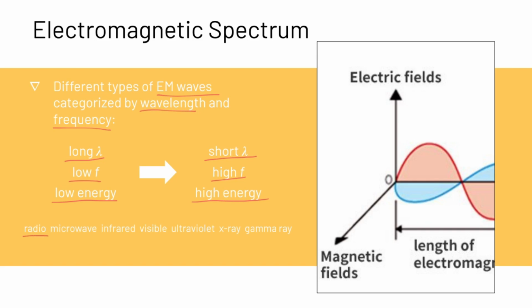We move on to microwaves, infrared light, then visible light. This is the light that we can see. This is all the light that we're familiar with. So this would be the colors of light, which would be ROYGBIV. And then we get to ultraviolet light, X-rays, and then finally the highest energy light of all, which would be gamma rays.